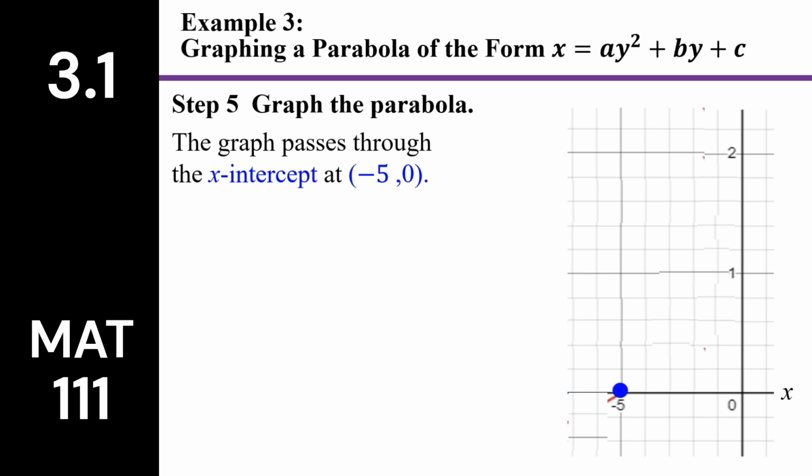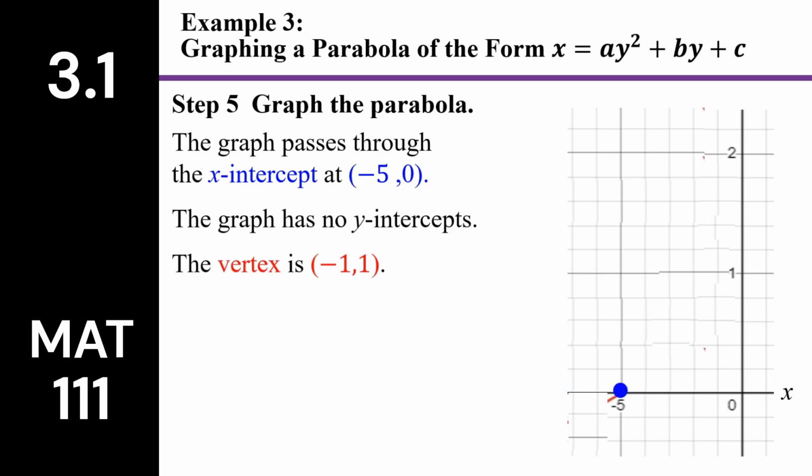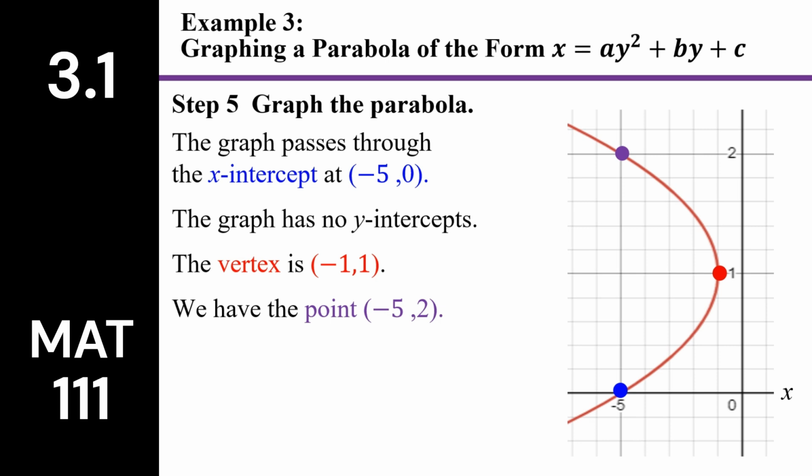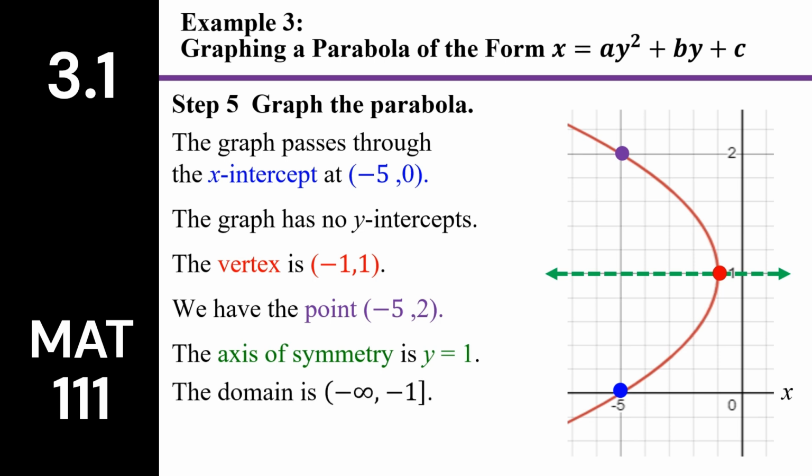We start with the x-intercept at (-5, 0). We had no y-intercepts. The vertex is (-1, 1). We had the point (-5, 2). So we draw our smooth curve through it. We can plot our axis of symmetry at the horizontal line y equals 1. Our domain is (-∞, -1]. So that means the x values go from the negative x's all the way up, including -1. And finally, the range is all reals from -∞ to infinity.